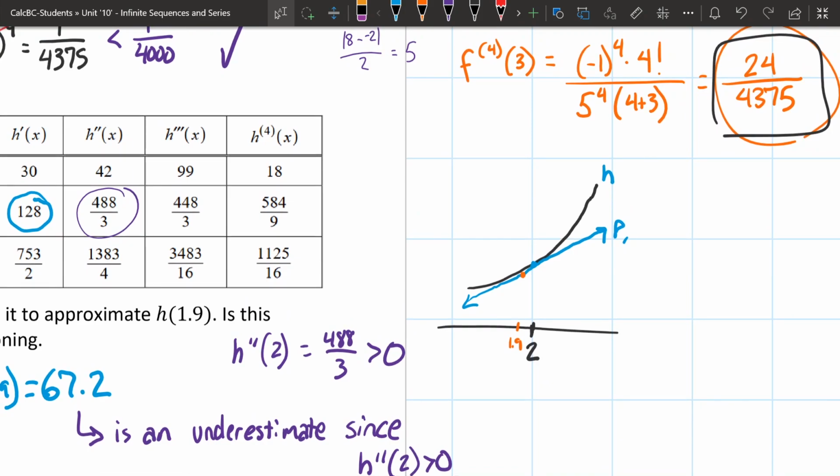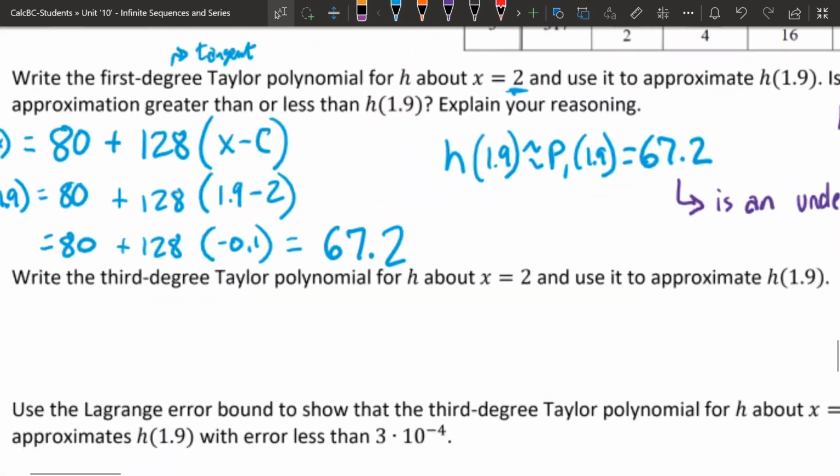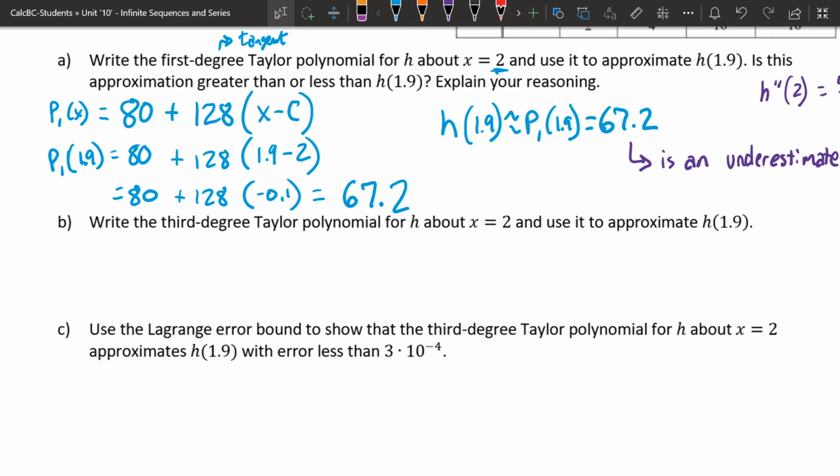All right, again, we know that's an okay sketch for h because we know it's increasing over this domain from 1 to 3, and the second derivative test told us that the second derivative was positive, so it's concave up. All right, so part B. A few more to go. Write the third degree Taylor polynomial for h about x equals 2 and use it to approximate h of 1.9.